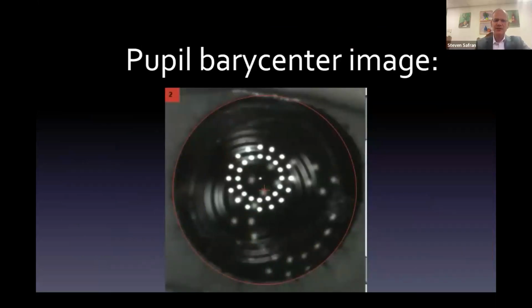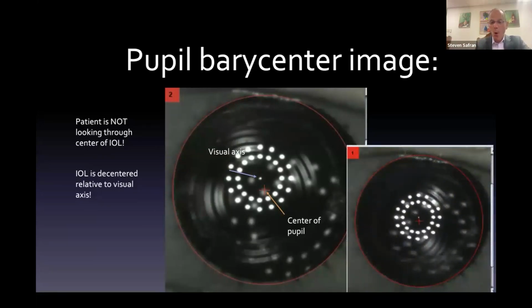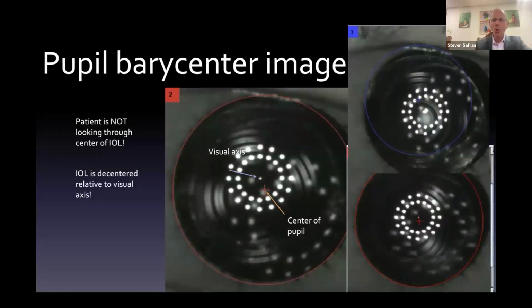The pupil barycenter gives us a clue as to what the problem is here. If you look at the center of the pupil and you look at the visual axis, he's not looking through the center of the lens. He's actually looking through one of the first rings of the lens. And we see that the IOL is actually decentered relative to the visual axis in the left eye. And we see this in all of the images. We get 5 images, and in all of them you can see that the visual axis is not passing through the center of the lens. So this lens is really not centered relative to the visual axis.